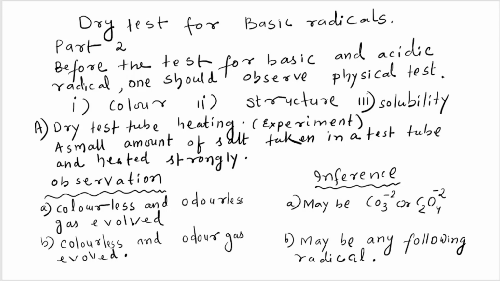The number one is color. Color means you will observe blue, white, pink. Here you can see copper sulfate, the color is blue. That means when you see the blue salt, you may be sure, oh okay, it may be copper, Cu plus 2. And structure means there are two types.